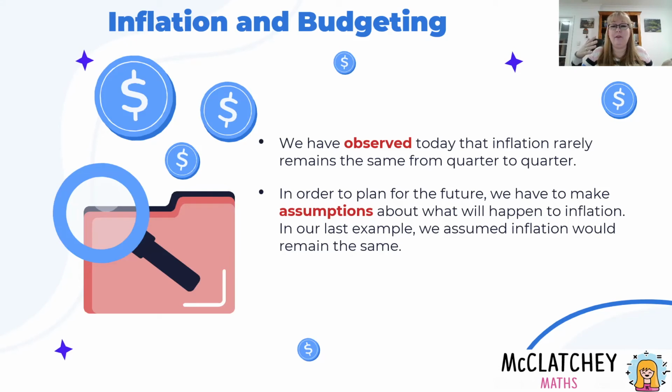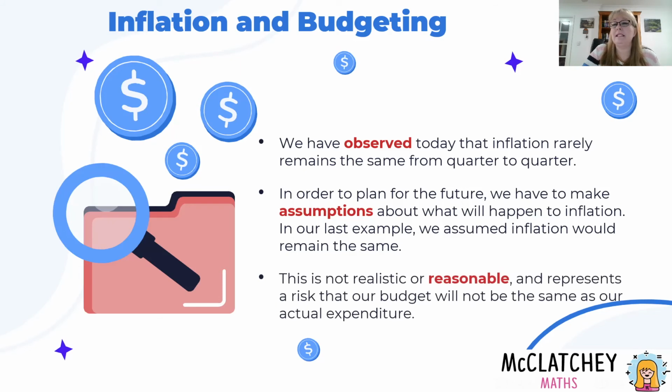In our last example, when we had that person saving for their holiday, we had to make an assumption that inflation was not going to change. Otherwise, how on earth would you calculate a future amount? So that's why we make assumptions about what's going to happen. We assume it's going to stay the same. And that's not realistic. It's not reasonable. And that makes a real risk or a limitation to our budget because it's never going to be the real deal. So when we make an assumption that inflation is going to stay the same, we know that's not going to happen. So our future budget will probably buy us less than what we're expecting. That's a risk or a limitation.